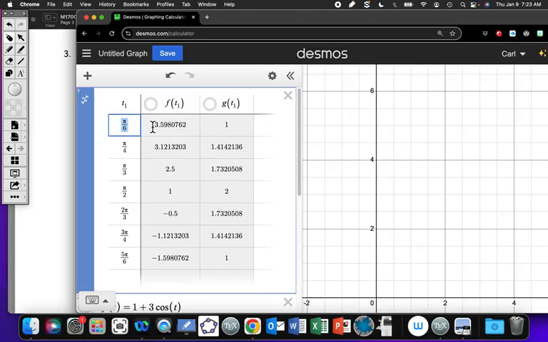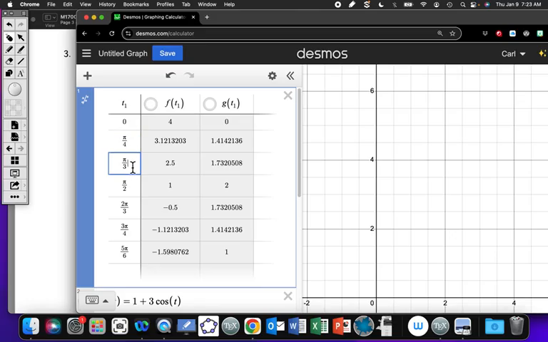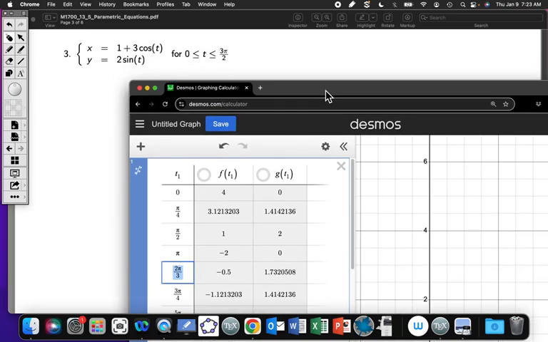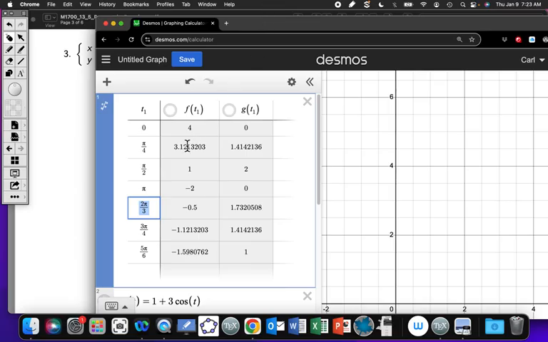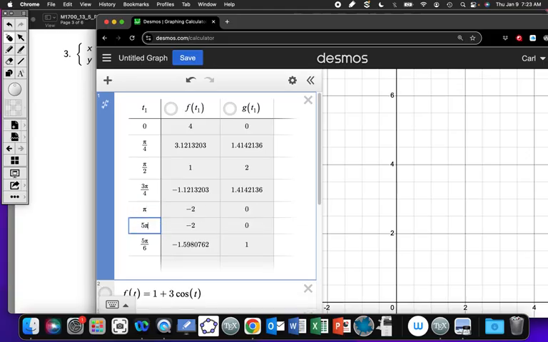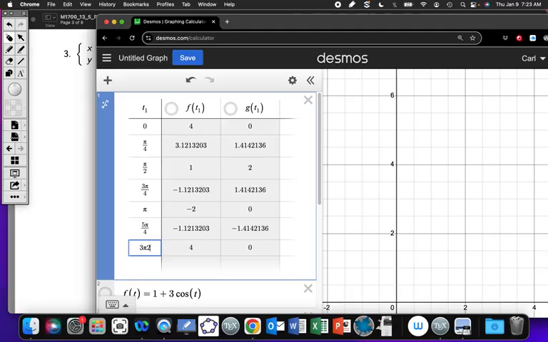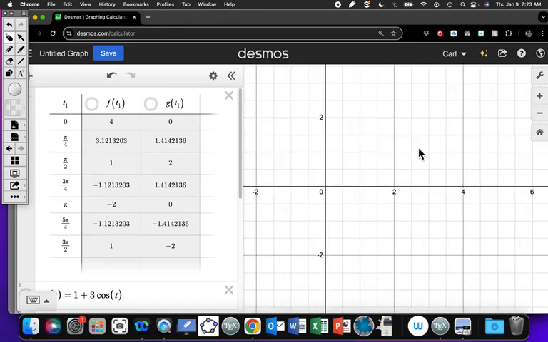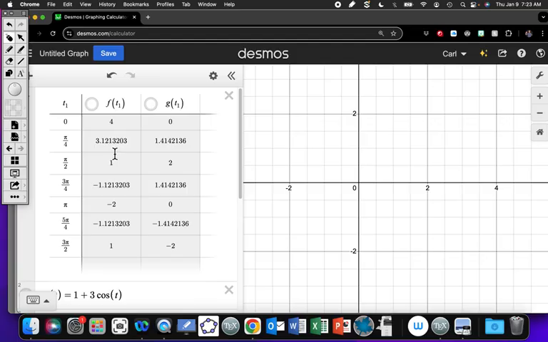0 to 3 pi over 2, so we can do 0, pi over 4, pi over 2, 3 pi over 4, pi, 5 pi over 4, and then 3 pi over 2. So those are some friendly numbers in between. If we need more, we'll put in more. And once again, we know what these exact values are, but these decimals help us graph it.